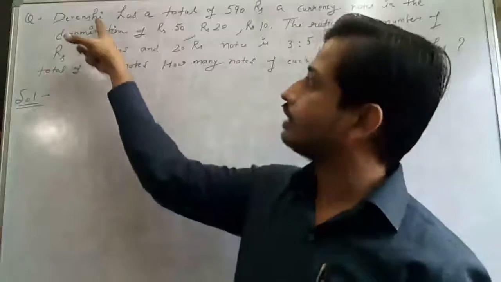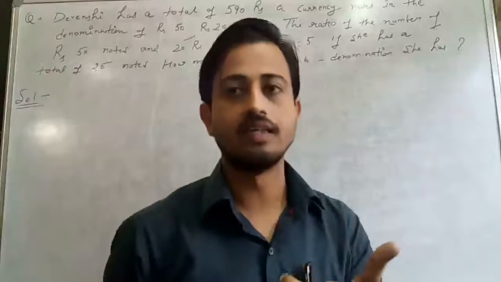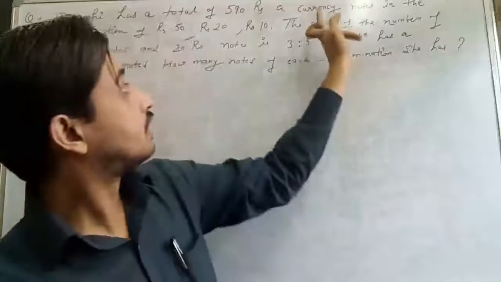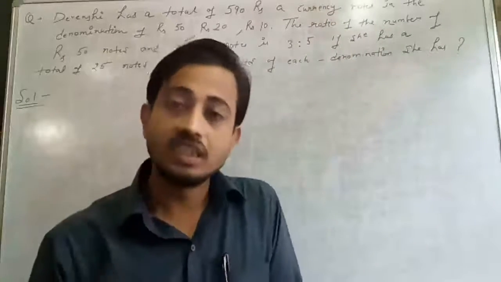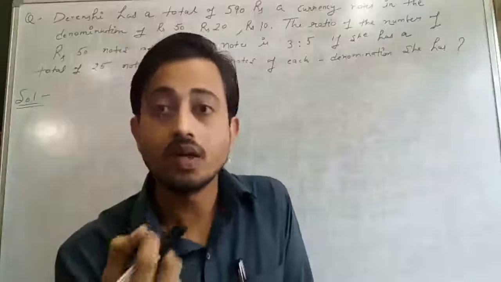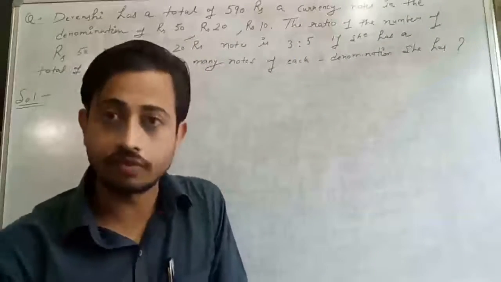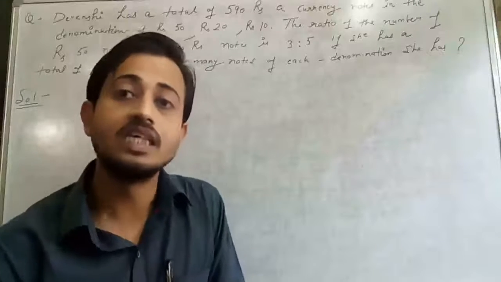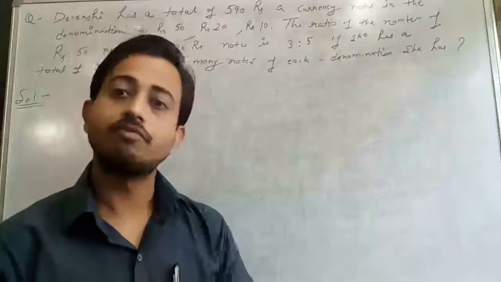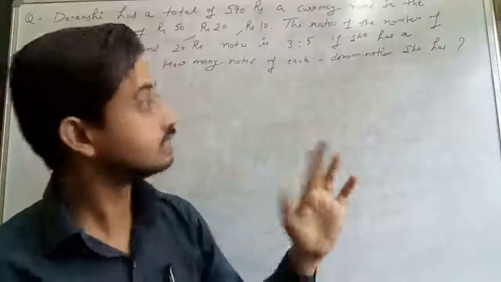What it said: Devinshi has a total of 590 rupees. It means Devinshi is a girl and she has 590 rupees in currency notes. It means she has an amount of 590 rupees in terms of some notes, in the denomination of rupees 50, 20 and 10. It means she has some notes of 50 rupees, 20 rupees and 10 rupees. And if we add the total amounts, she has 590 rupees.